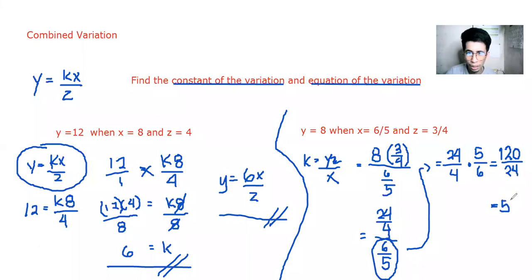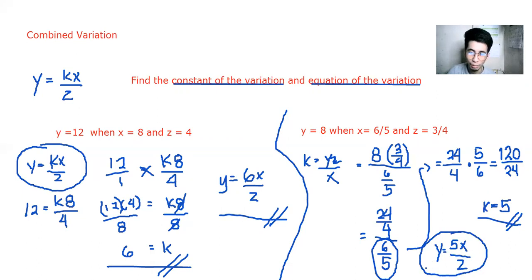Ano to? Value of k pa lang. Oo nga, value of k pa lang. So, ang standard na variation natin, 5. Then, sulat natin yung ating y equation. Y is equals to 5 times x. 5x. 5x over 8. So, this is our equation naman.